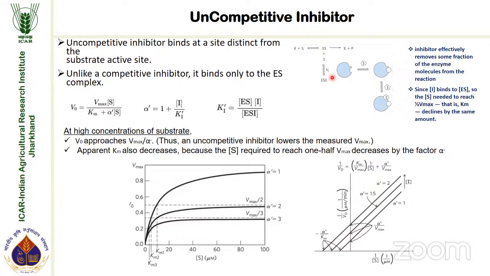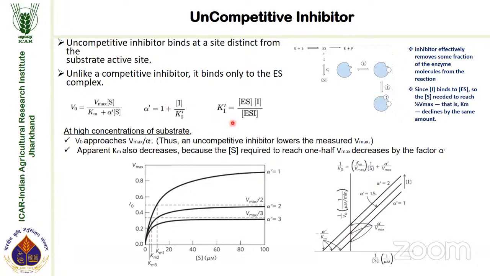Siphon of the ES complex. So E plus S gives ES, and ES gets converted, so basically the ES complex is gone. So you will not get the maximum velocity, Vmax. The Michaelis-Menten equation in this case will be Vmax S by Km plus alpha S, and this alpha is another constant, the inhibitor constant, we say.